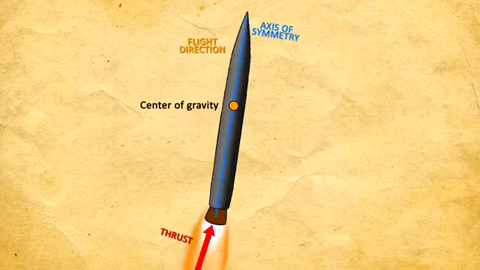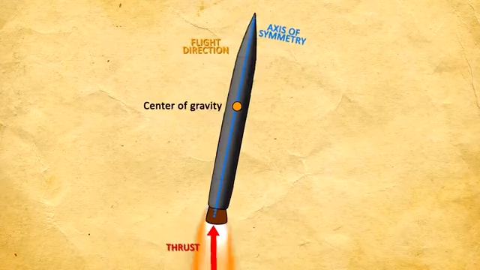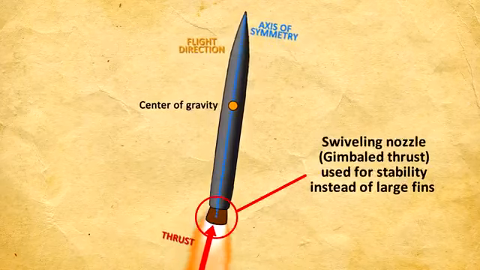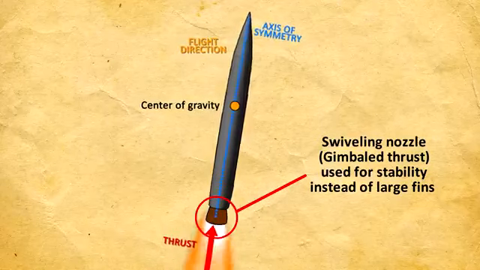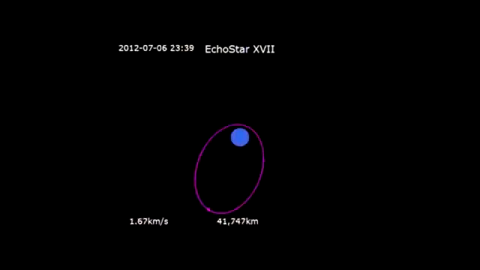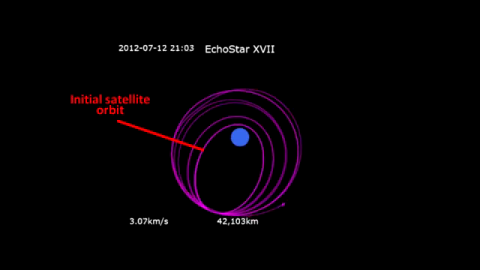Modern rockets don't use fins though, because of the extra weight and aerodynamic drag that they cause. Stability comes from swiveling the thrust nozzle to keep it stable. This is called gimbaled thrust. A geosynchronous orbit is achieved in stages. Typically, the rocket will take the satellite to its orbital altitude, but the initial orbit is elliptical.